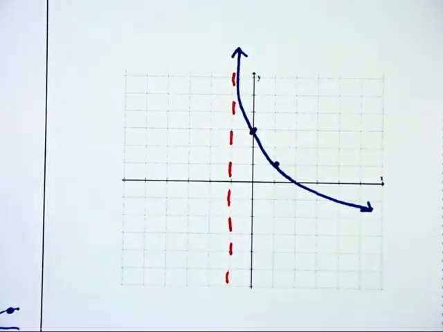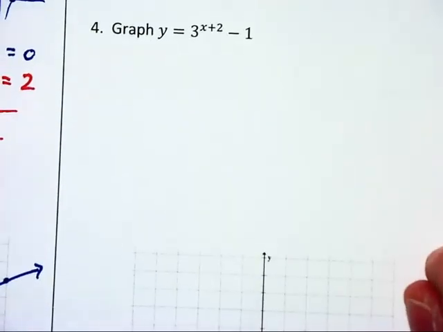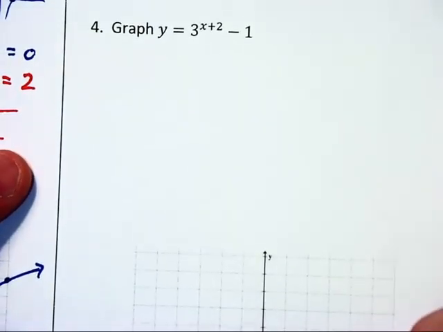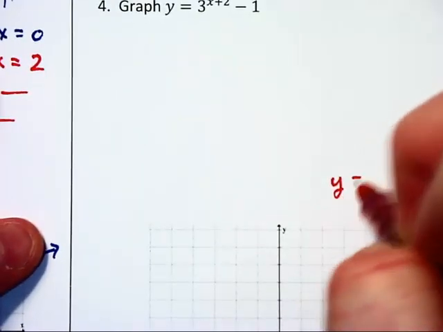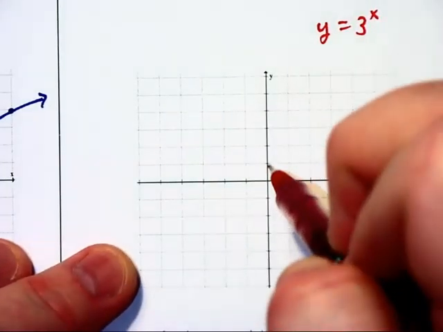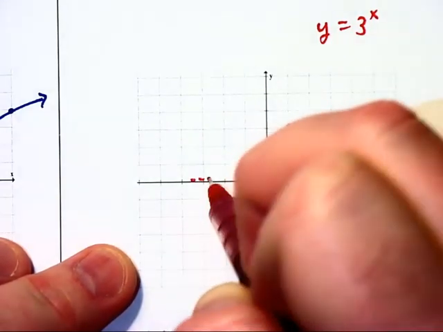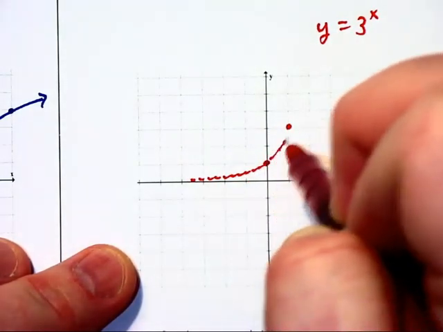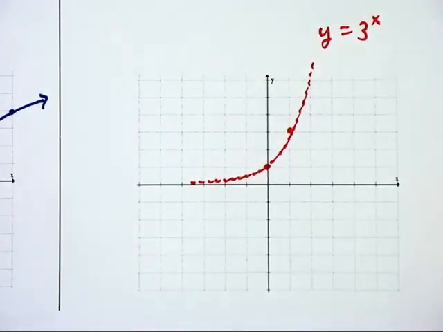Okay, let's apply this same concept to an exponential equation. Typically, our exponential equations, if we just had y equals 3 to the x to begin with, would go through 0, 1 and 1, 3, and it would use the x-axis as a horizontal asymptote. That would be the shape of y equals 3 to the x.